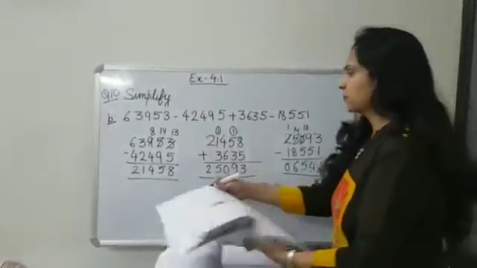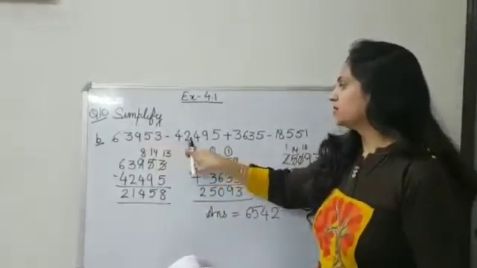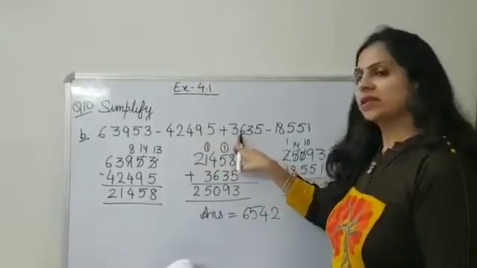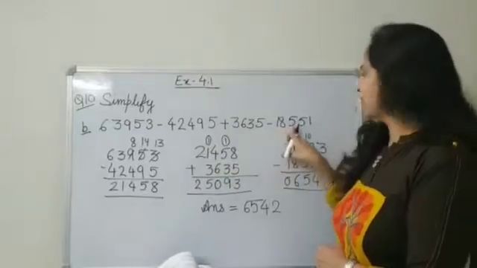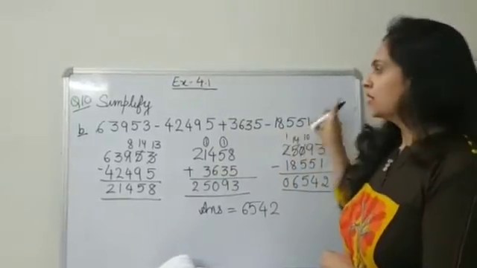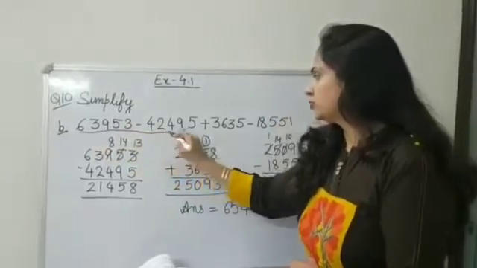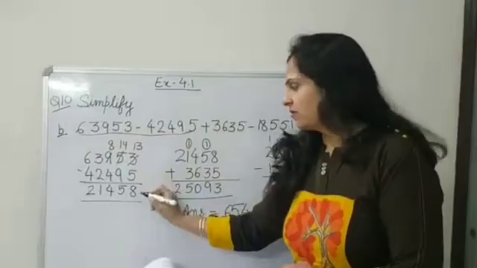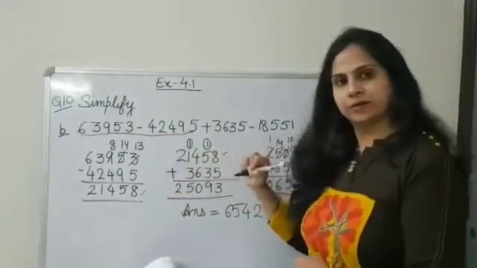B part is 63,953 minus 42,495 plus 3,635 minus 18,551. Now let's do. First of all, we have to subtract these two numbers, and we will subtract them and we will get the answer. Now this answer we have to write here.